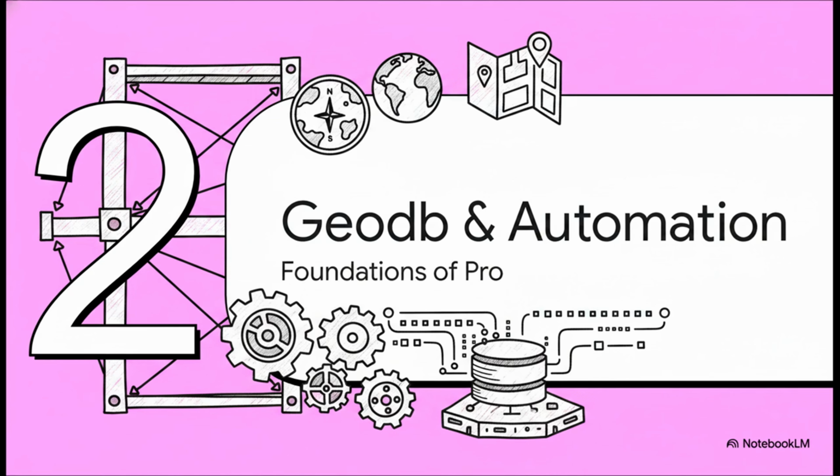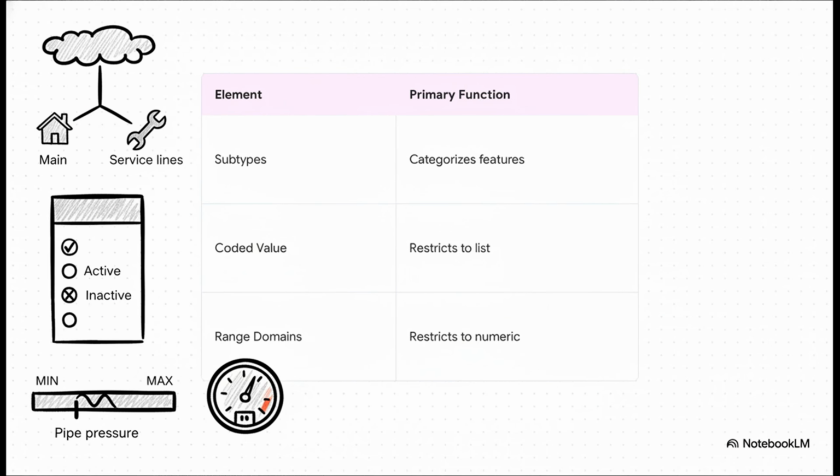Moving on to Section 2, Geodatabase and Automation Mastery, the Foundations of Pro. Now, the exam is going to heavily test your ability to enforce data integrity through schema-level constraints. You absolutely have to know the difference between these elements cold. Subtypes, for instance, let you categorize features within a single feature class, like, say, distinguishing between main and service lines in a water network, so you can apply different default values to each.